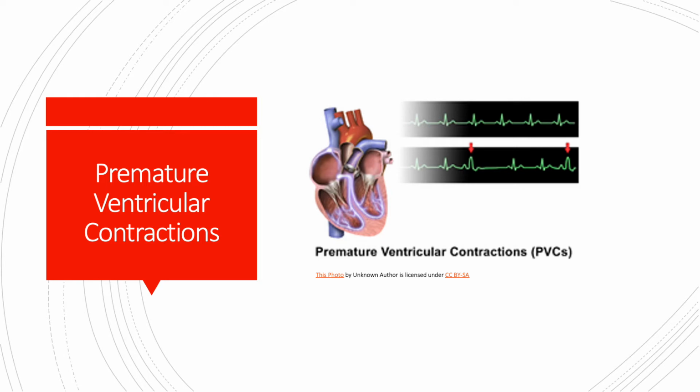Premature ventricular contractions are our next one. These are also called PVCs. PVCs are a type of ventricular arrhythmia that occurs due to extra beats that originate in one of the lower chambers of the heart. Instead of the signals beginning in the SA node, like a normal heartbeat, it comes from one of the ventricles instead.